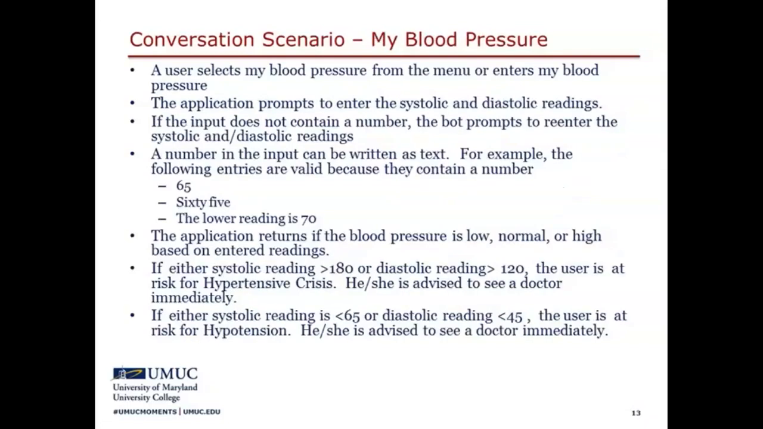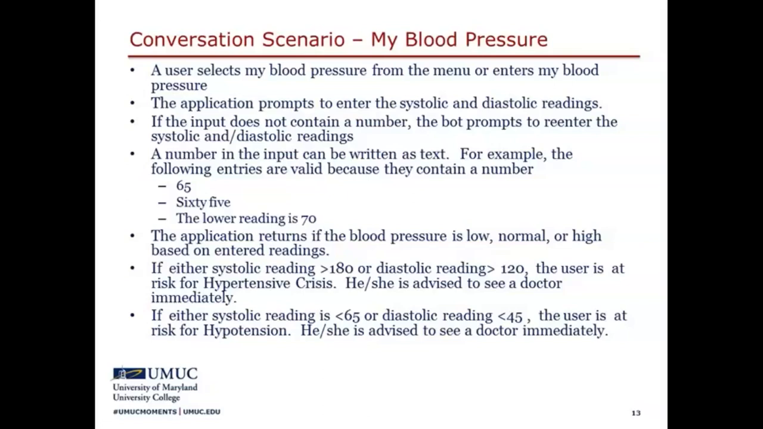Also, this is another scenario about the blood pressure. You would have to enter a number, right? So somehow I have to have a way to verify that whatever is entered contains a number, and the number can be, again, a digit, or it can be spelled out like 65. Just an example. Or I can say, for instance, my lower region is 70. Okay? So now, based on the readings, it's going to tell me what's happening.